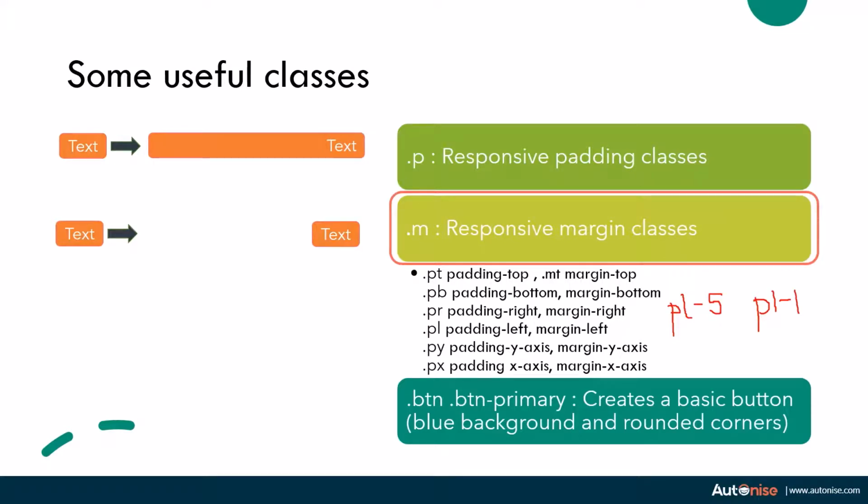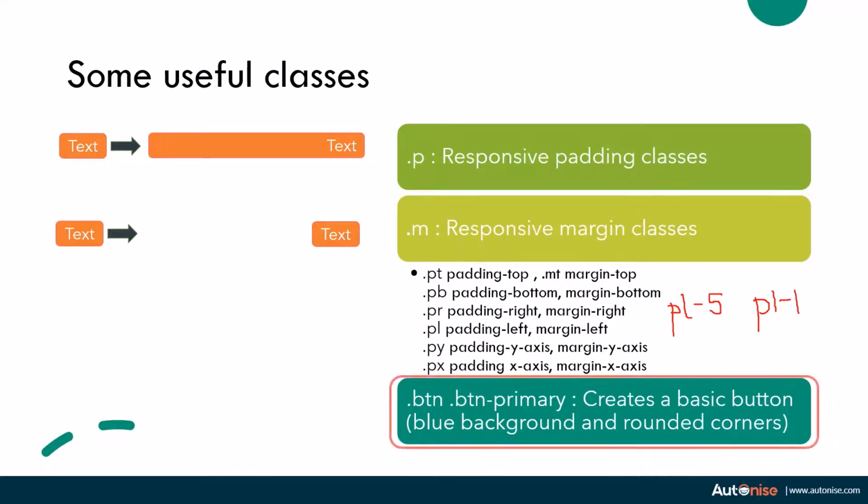Next, there is the button. So .btn and .btn-primary together will create a button which has a blue background and has rounded corners as shown in the figure. There are many other button types possible, and we'll have a look at them in the later sections. So this is it regarding padding and margin. These are very important as they will be used very frequently when creating a website.